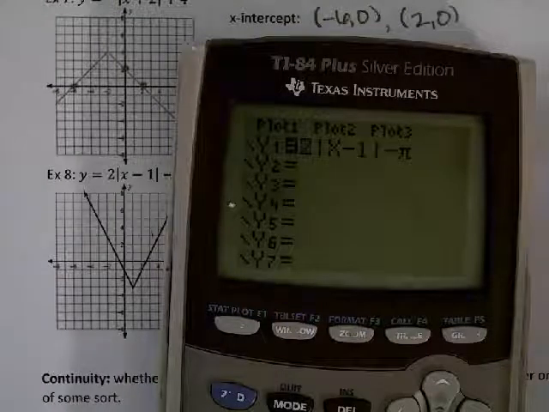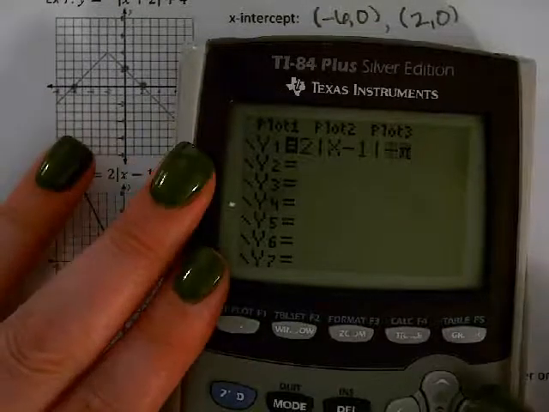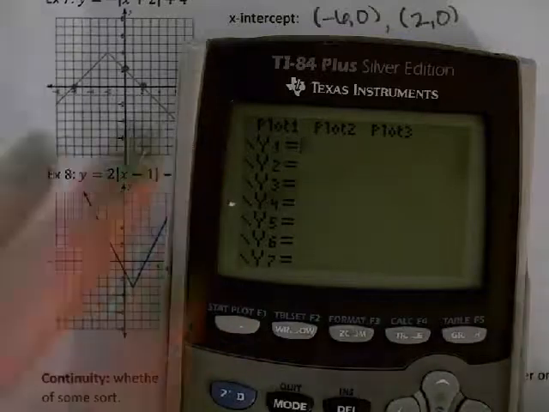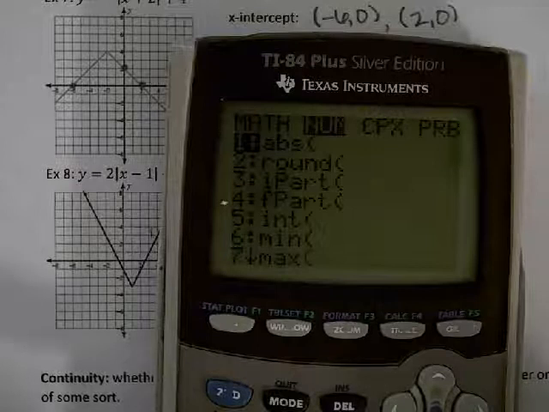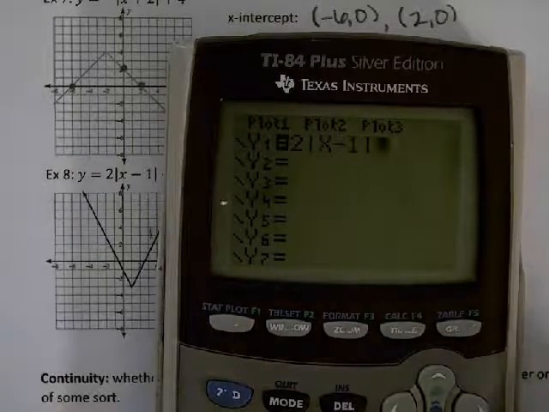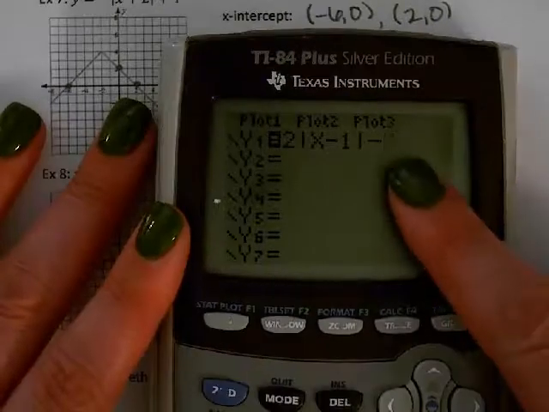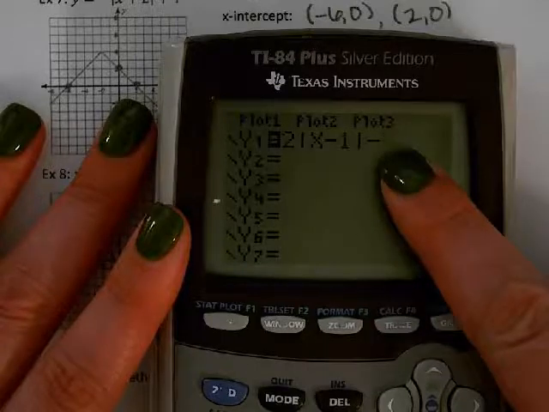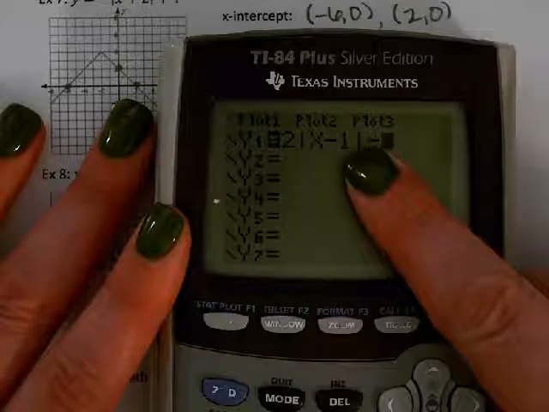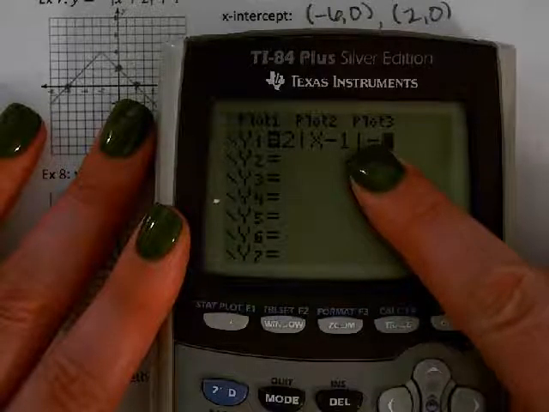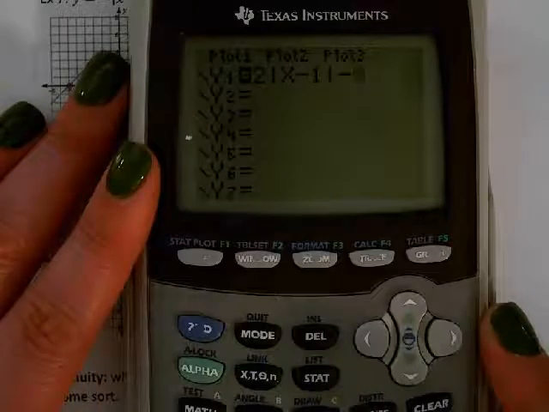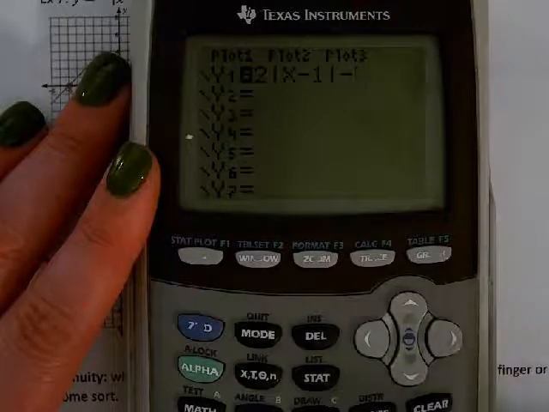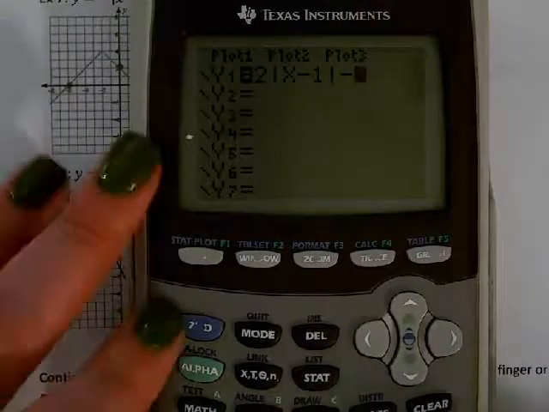Okay, so x minus 1 and then minus, and to get the pi in there, minus. Okay, how did I get out of the absolute value? Oh, that's fine. So just do an end parenthesis. Okay, that's yep, and then minus, and then hit second up arrow.